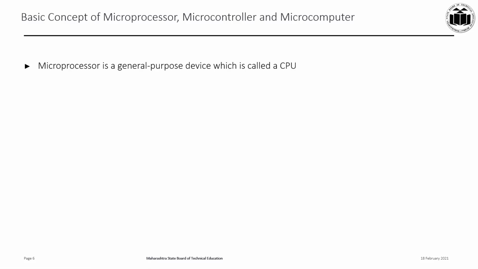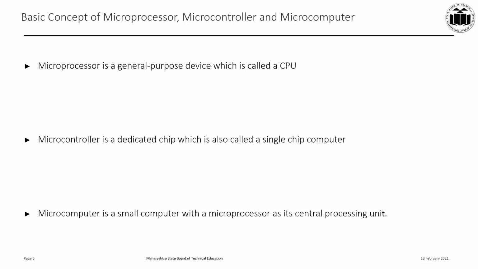Microprocessor is a programmable electronic chip that has computation and decision-making capabilities similar to the central processing unit of a computer. Hence, it is referred to as a general-purpose device, which is also called a CPU. A microcontroller is a single-chip computer which processes and controls. It performs a specific task and hence is referred to as a dedicated chip, which is also called a single-chip computer. Microcomputer is a small computer itself with a microprocessor as its central processing unit.